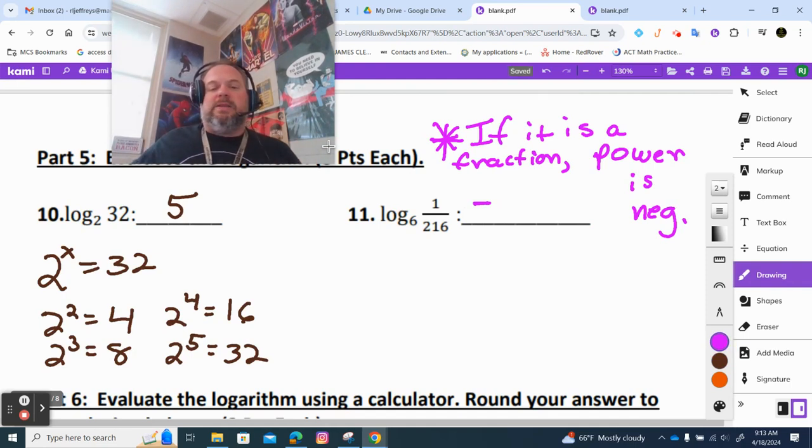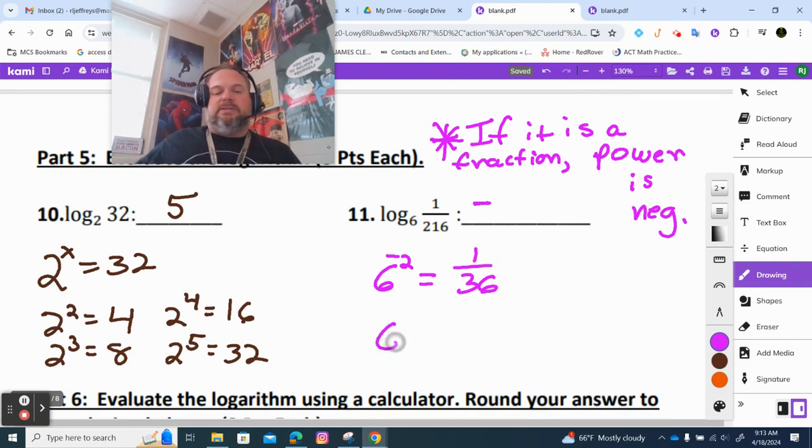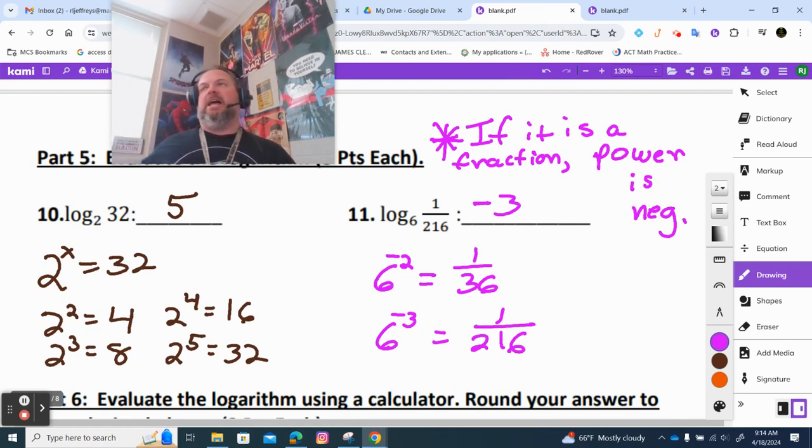All right. We know that 6 squared is 36. So negative, that would be 1 over 36. So 6 to the third is 216. Well, that's it. I do what I normally do, put a negative in front. Yeah. Super duper crazy hard.